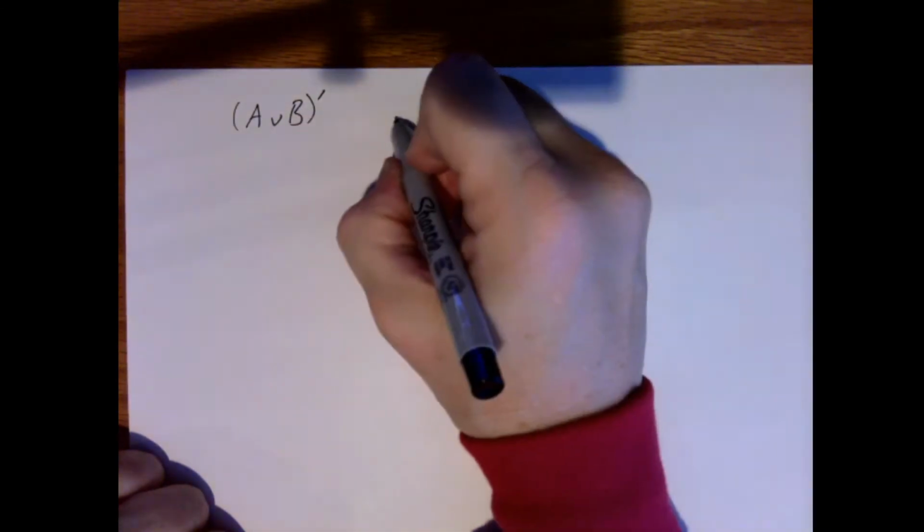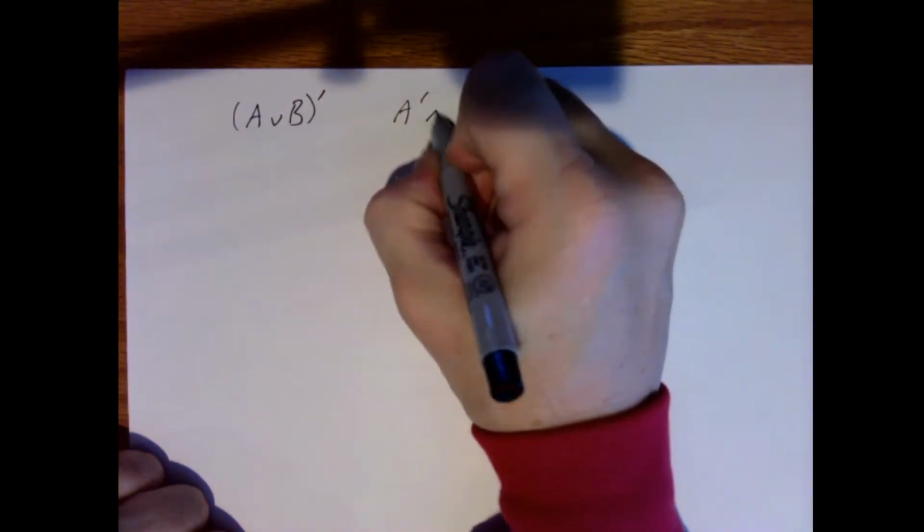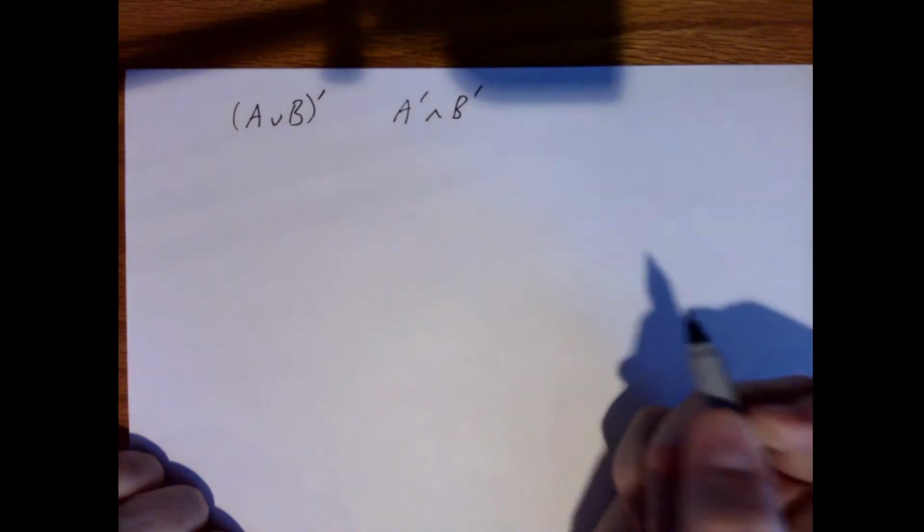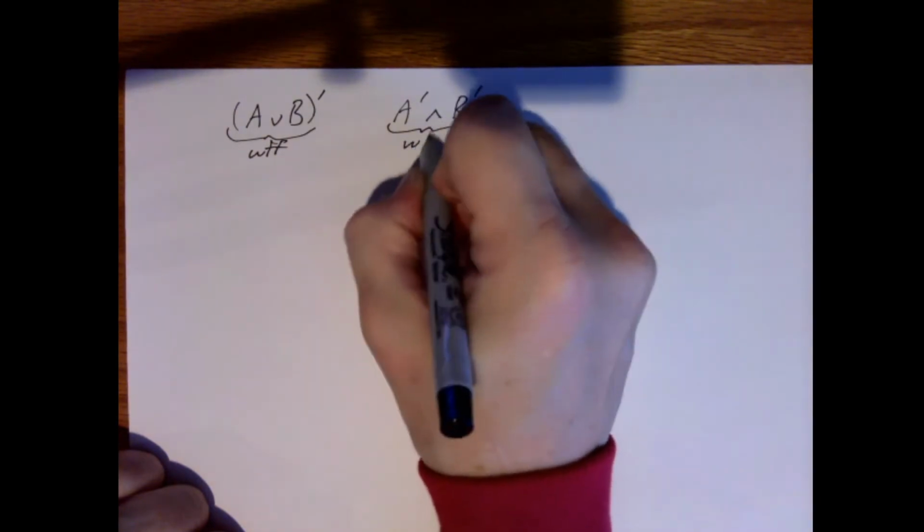Let's construct truth tables for these two well-formed formulas: not (A or B), and not A and not B. So that's a WFF, that's a WFF, right?